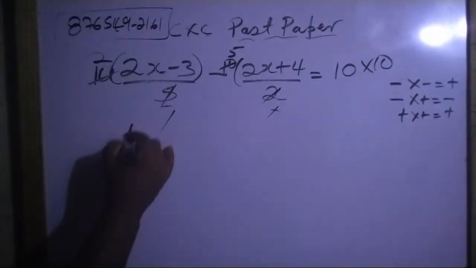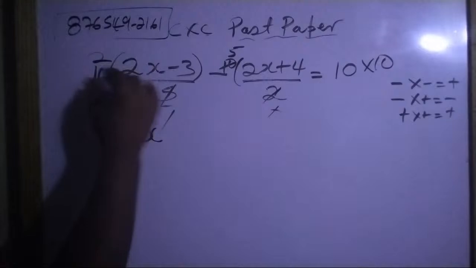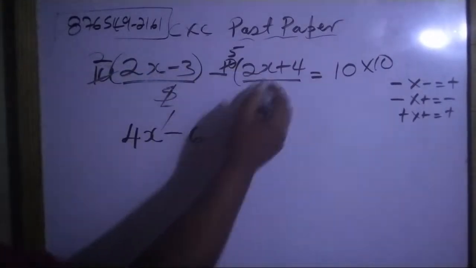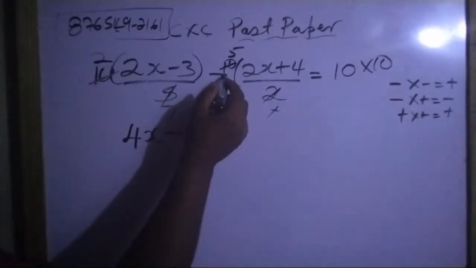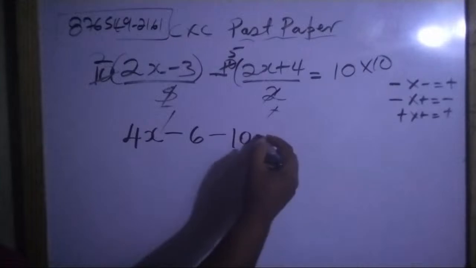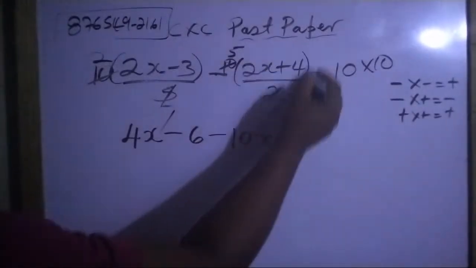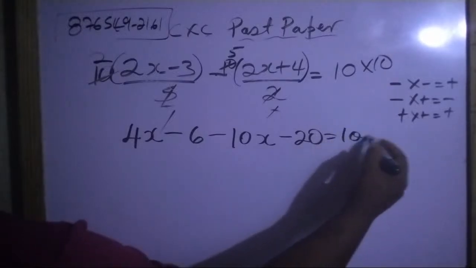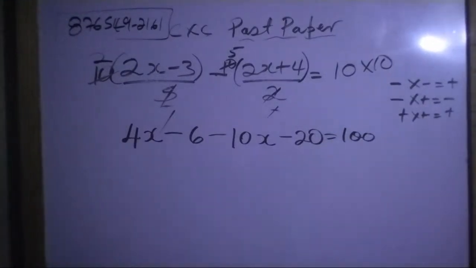2 times 2, that's 4x. 2 times negative 3, negative 6. 5 times, remember this is negative 5 now. Negative 5 times 2x, negative 10x. Negative 5 times positive 4, negative 20. And then we have 100. Make sure you have all of this, guys. 10, 10 and 100. So 4x minus 6.